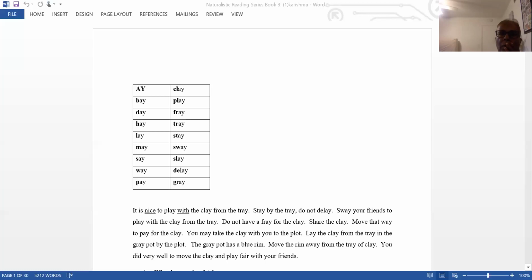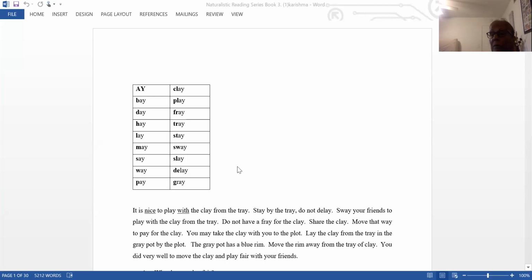Book 1. Book 3 has the long vowel sounds.